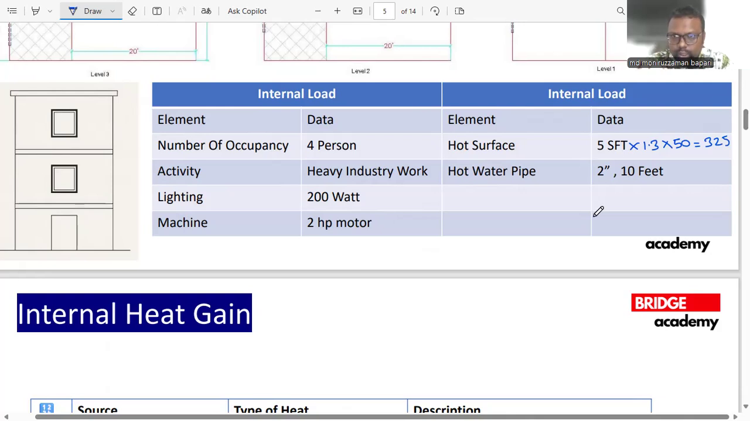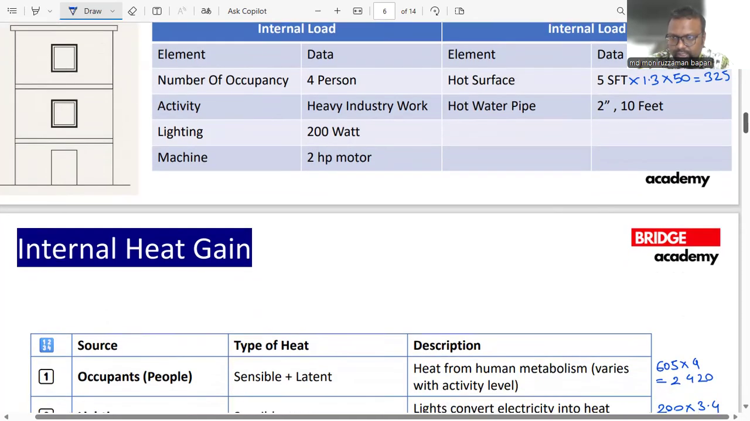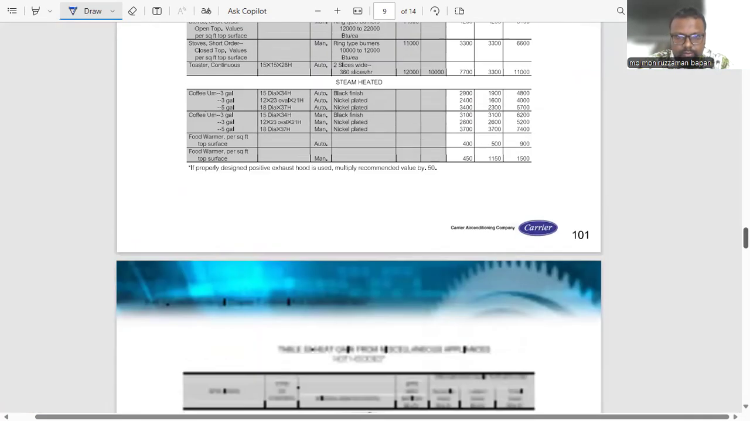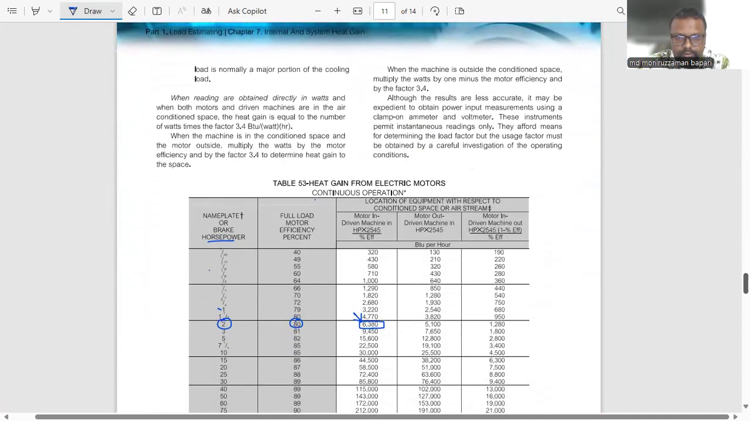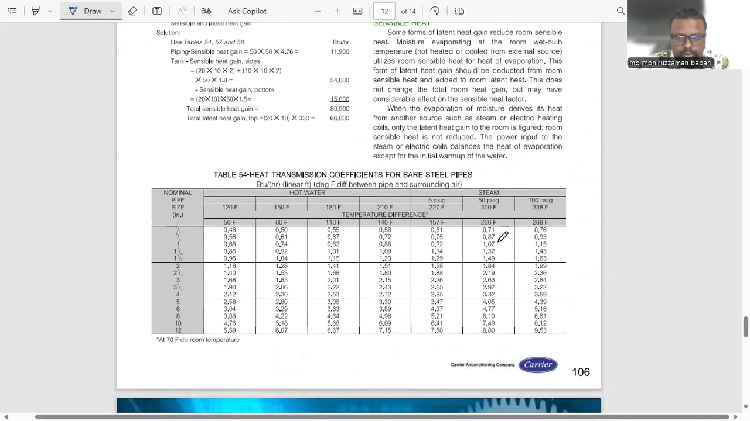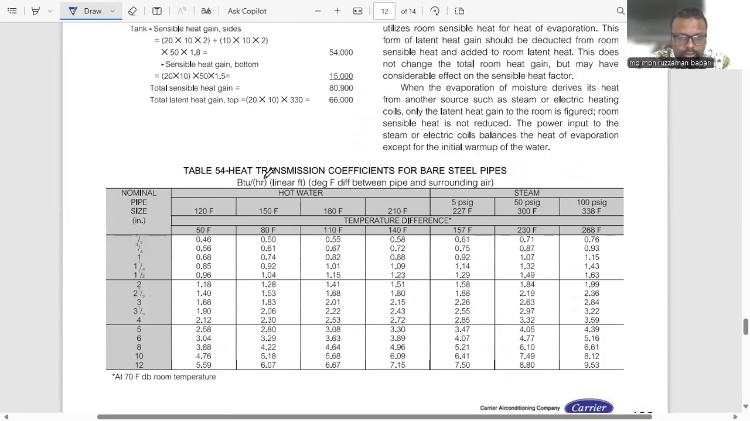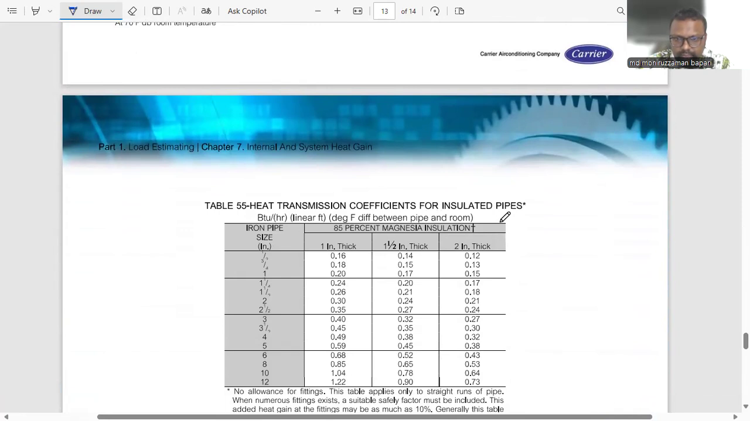Then again, there is a hot water pipe running through the facility. It's 2 inch in size and 10 feet. Let me take you to the table relevant to this. Electrical motor we have already done. Now this one: heat transfer transmission coefficient for bare steel pipe. If your steel pipe is bare, non-insulated, use this one. Heat transfer coefficient for insulated pipe: if your pipe is insulated, use this table.